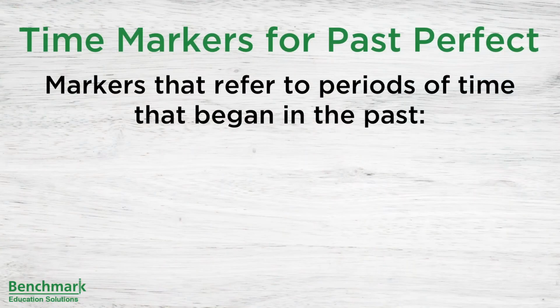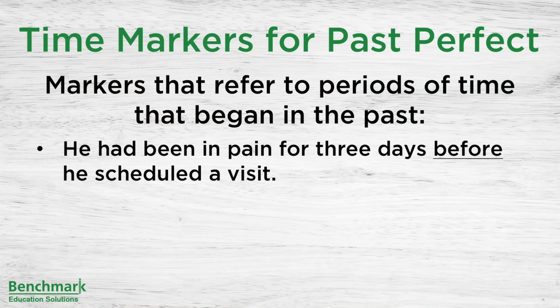Now let's talk about time markers for the past perfect. Time markers for past perfect are different than time markers for past simple. They can help us understand when the past perfect should be used. A common marker word for the past perfect is before. He had been in pain for 3 days before he scheduled a visit.